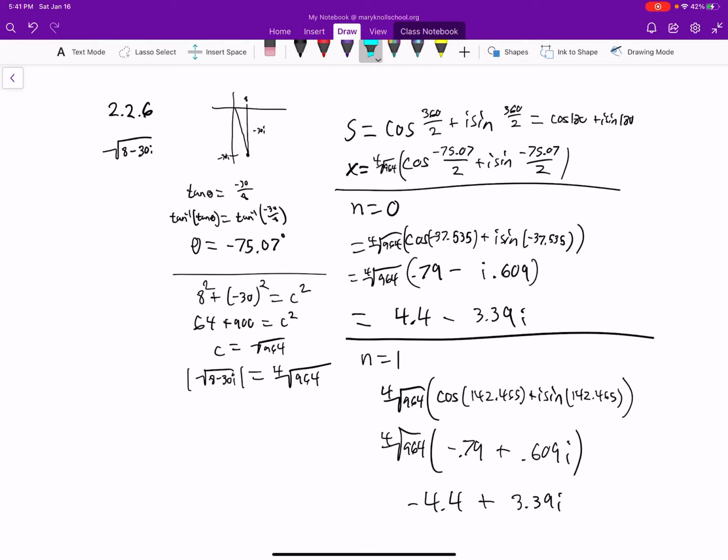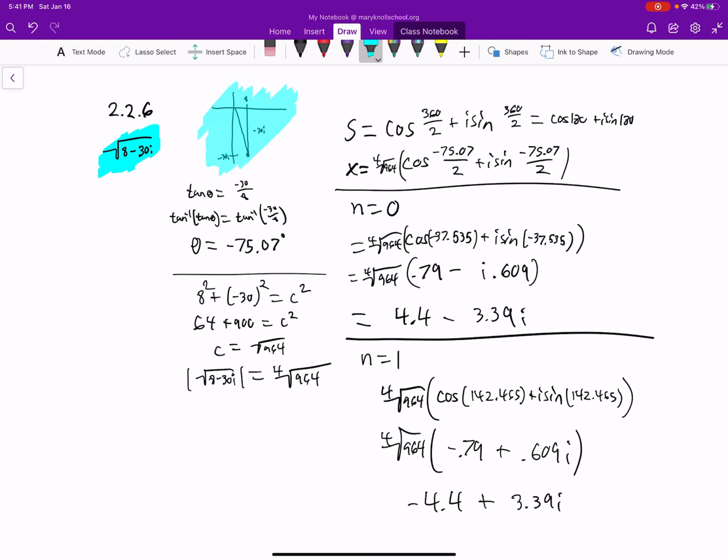Okay, 2.2.6. We want the square root of 8 minus 30i. And when we do this, there's a bunch of steps, and it's easy to get caught up in all this, but just take one step at a time and you'll be able to do it. So first thing to do is I drew a little diagram on how to solve for the angle.